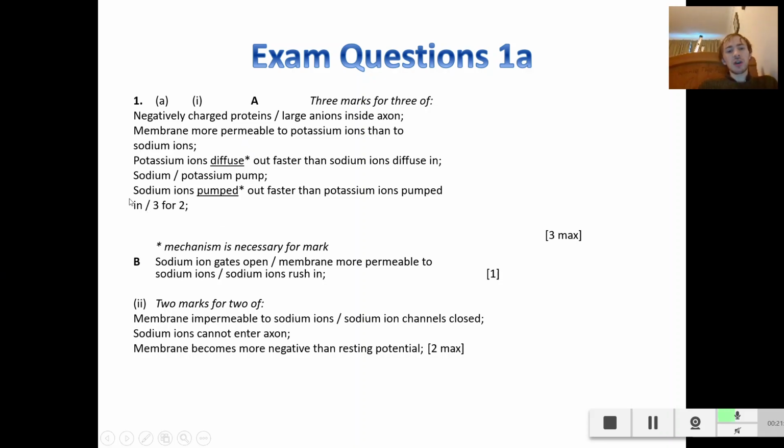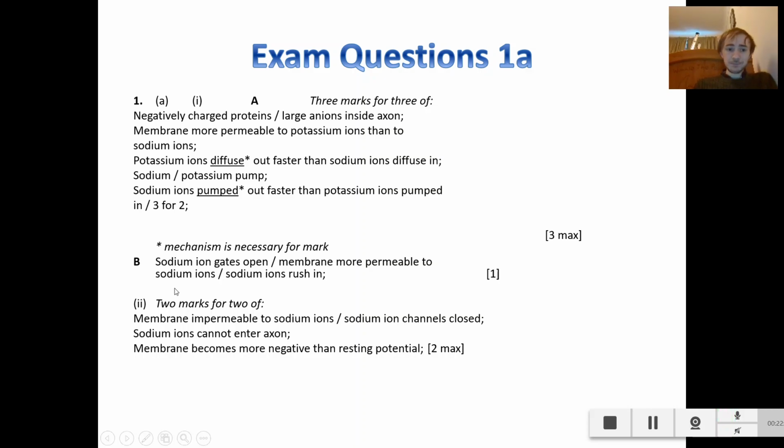You need to mention the sodium-potassium pump. That's something everybody should be mentioning. The sodium ions are pumped out faster than potassium ions are pumped in. So fine. The 3 marks I expect you to get are for talking about the proteins. Never forget them. They're very important. For talking about the potassium ions diffusing out, or for talking about the leak channels, and then for talking about the sodium-potassium pump. People do forget about the sodium-potassium pump. It's the most important bit of all. Without that, this just doesn't happen.